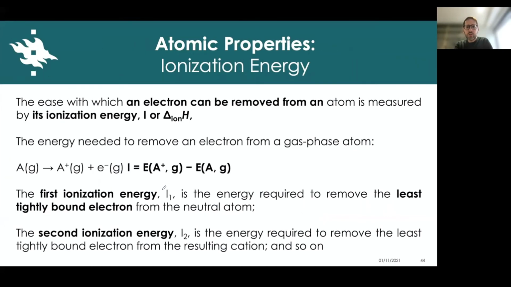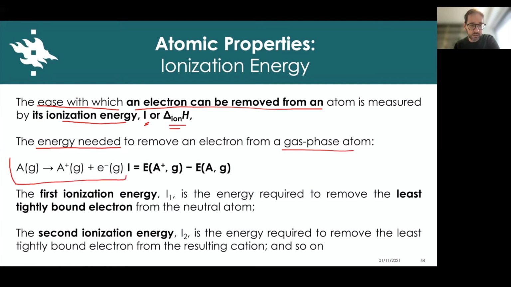All right. So what's the definition of ionization energy? Ionization energy refers to the ease with which an electron can be removed from an atom. This is measured by the ionization energy and can be found with these two kinds of nomenclature. So a more precise definition is that ionization energy refers to the energy needed to remove an electron from a gas phase atom according to this kind of expression. So it refers to the energy of the generated cation relative to the energy of the parent neutral species.